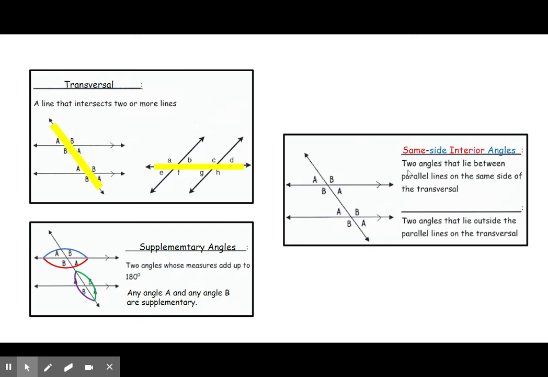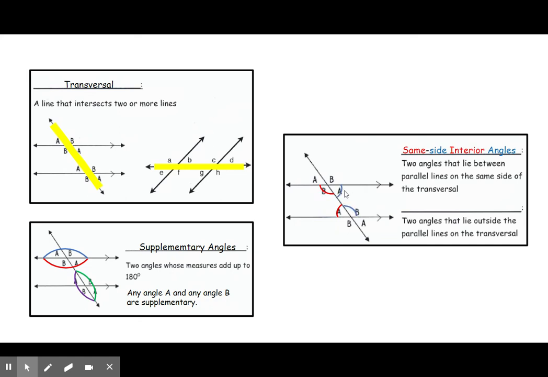So any angles that lie between, right? So any angles that are inside of my parallel lines, that's our interior, and they're on the same side of the transversal. So if I look here, this A is inside my parallel lines. It's to the left of my transversal. This B also inside my parallel lines and to the left of the transversal. So same side interior angles.